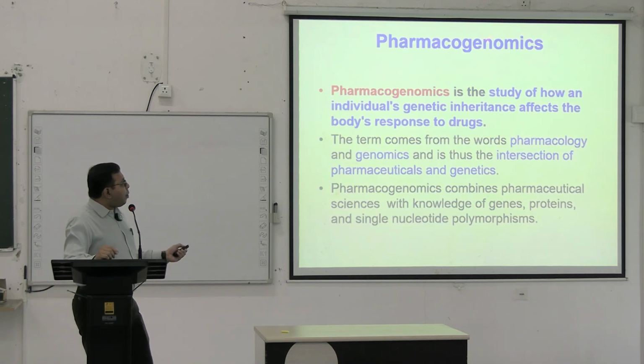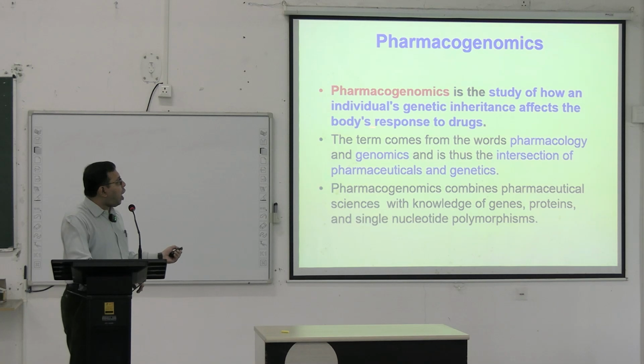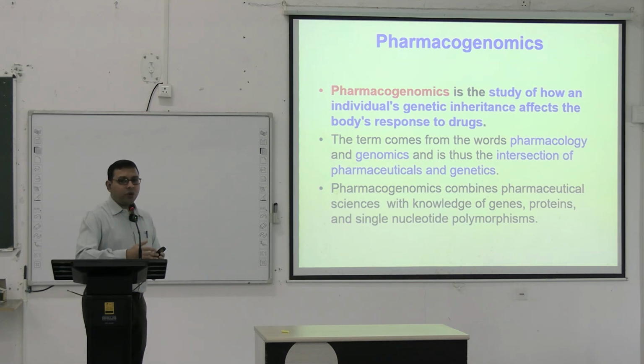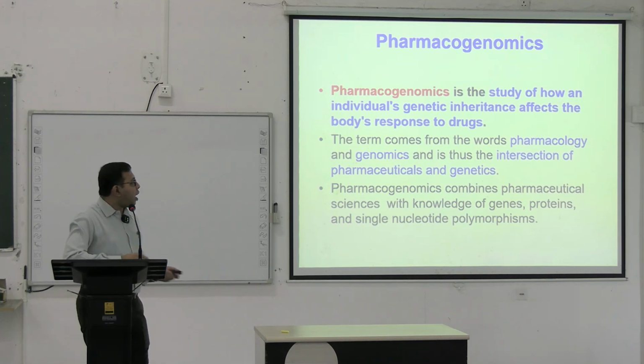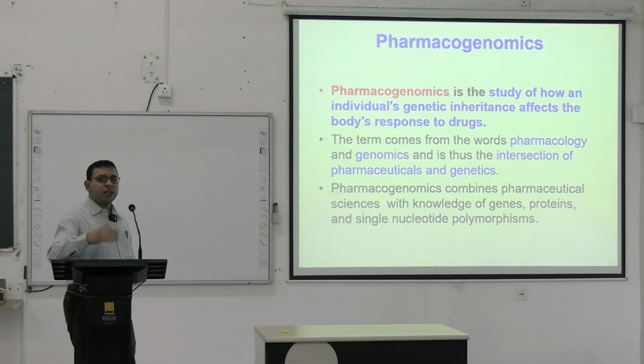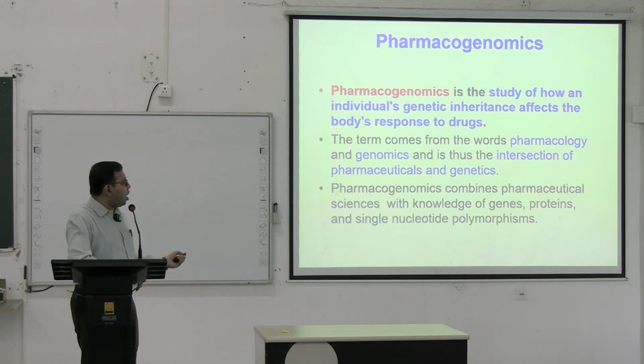Okay. So pharmacogenomics is the study of how an individual's genetic inheritance affects the body's response to drugs. So in genetic inheritance, mainly we are examining the single nucleotide polymorphism and how it affects the body's response to drugs. This is the main broad science, pharmacogenomics. Within pharmacogenomics there are different stages, like pharmacogenetics. Here the term comes from the words pharmacology and genomics, and it is the intersection of pharmaceutical science and genomics.